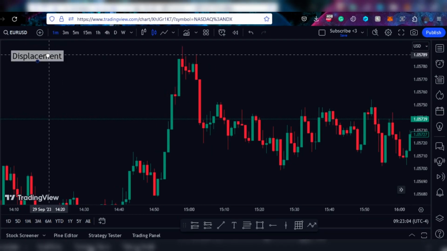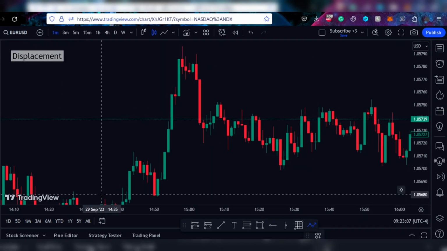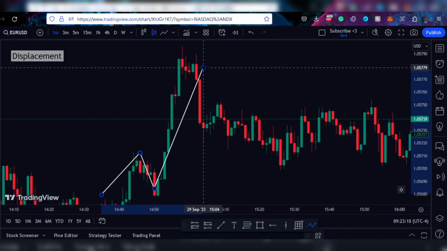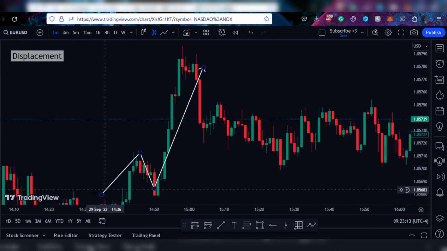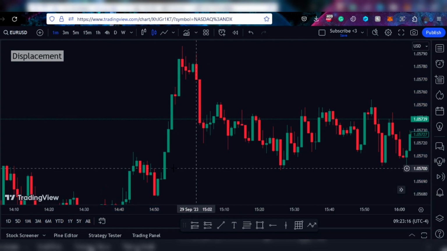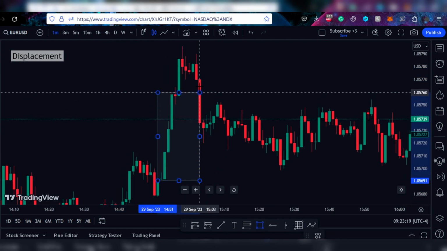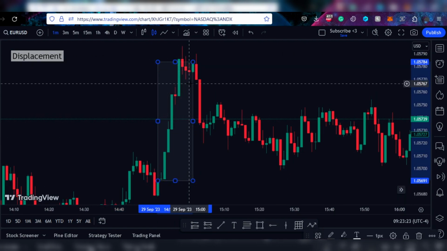Now, displacement. It is an energetic move, characterized by price movement with force. Look for aggressive price movements in one direction, that's displacement. It can be a few consecutive candles. These candles are an example of displacement.